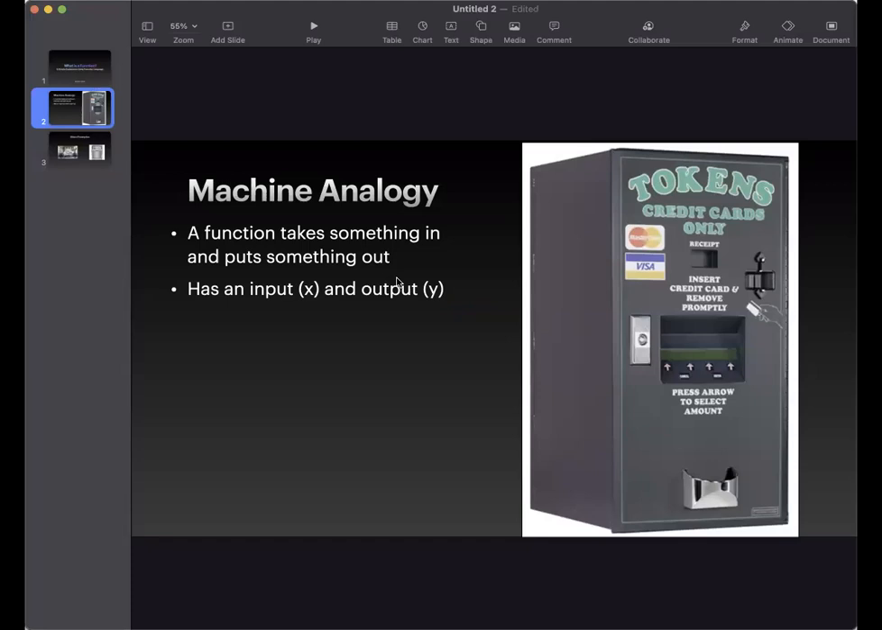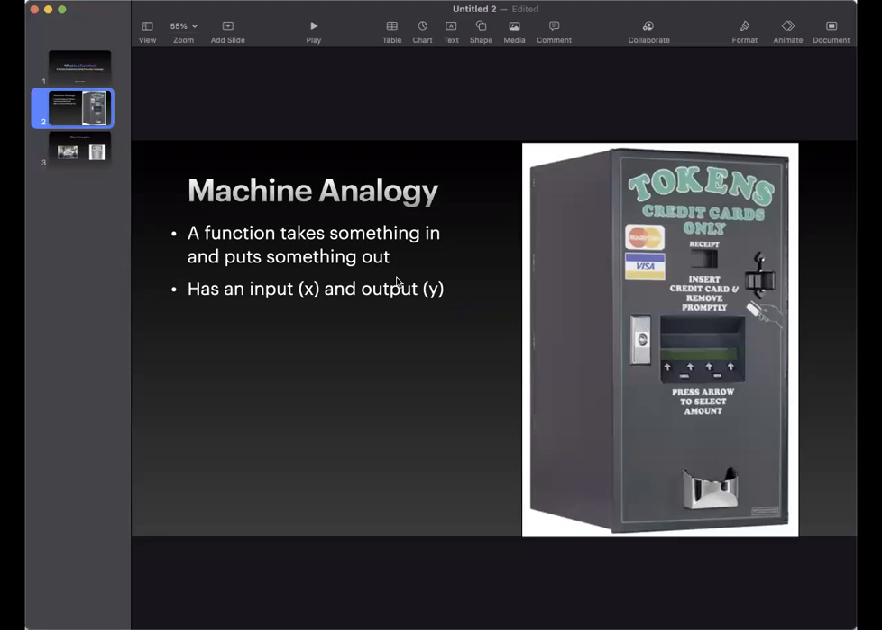One example I like to think about is just a token machine. If we think about what it does, we take our money. I'm in the United States, so I'm going to use the dollar as the example. So I would take my dollar or my $5 or my $20, I put it into the machine and it gives me something else out. It's going to give me a number of tokens. So effectively, a function has some sort of input, which when we relate that to math, that's typically the x value. And then we get something else out, and that output is typically the y value.